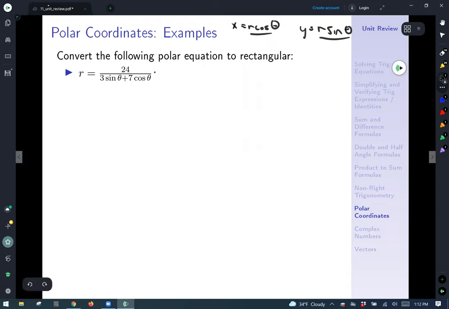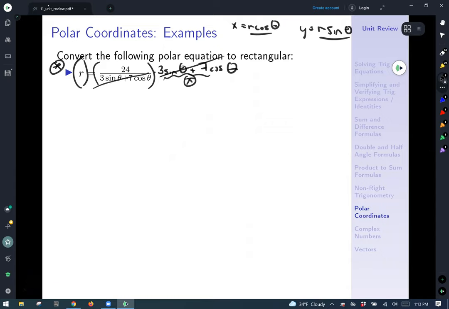So to make that happen, this is a blatant and inappropriate abuse of notation here, but I'm going to multiply both sides of this by the denominator, 3 sine of theta plus 7 cosine of theta. I really should write this twice, but I'm just going to be a little lazy here and say that we're doing the same thing over here. You guys, that work? And so what happens? Well, on the right, the whole thing reduces away. And on the left, I get r times the quantity 3 sine of theta plus 7 cosine of theta equals 24.